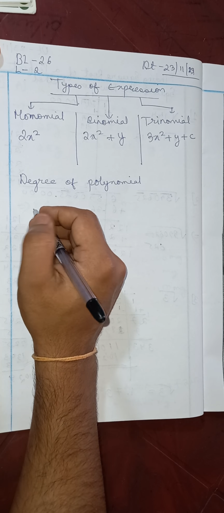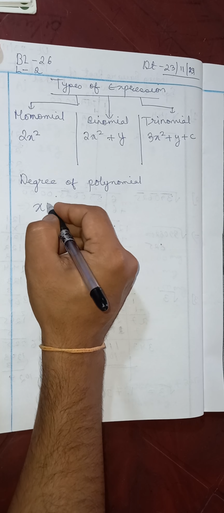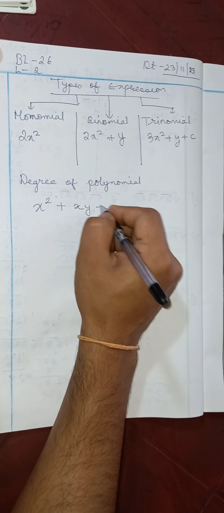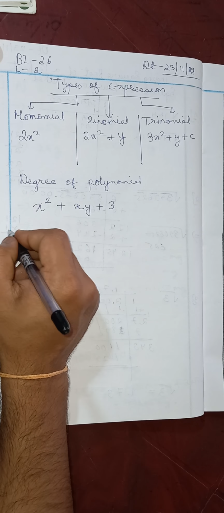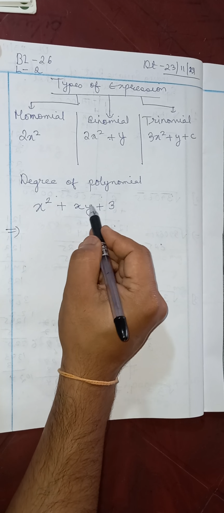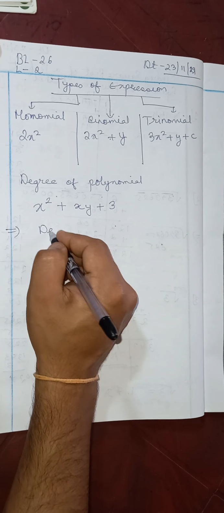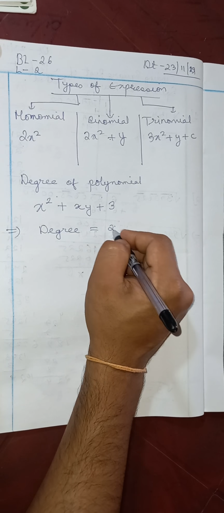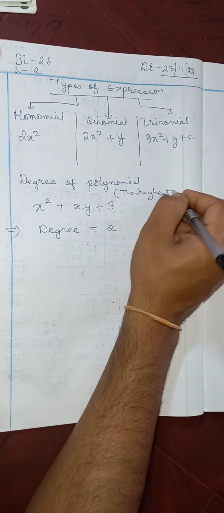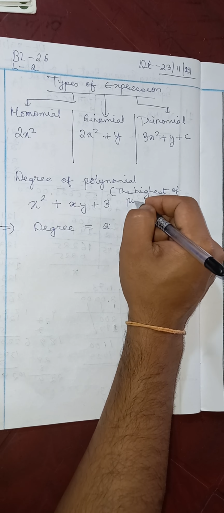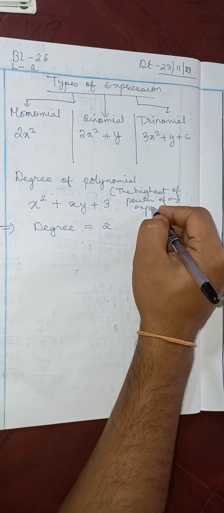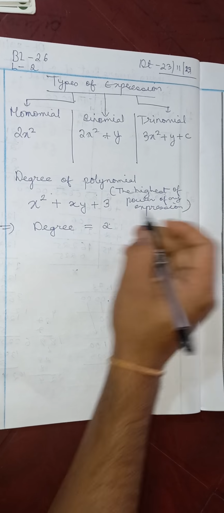For example, if I say x square plus xy plus 3, see the highest degree. Over here this has a power of 1, and this also has a power of 1. So the degree over here should be what? It should be 2. So you can say degree is the highest power of any expression, and that is the degree of the polynomial.